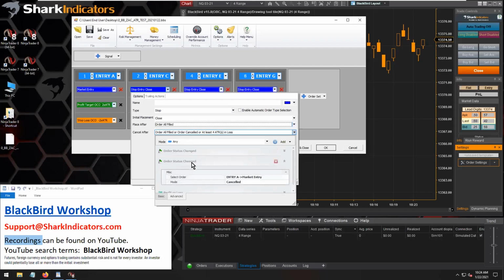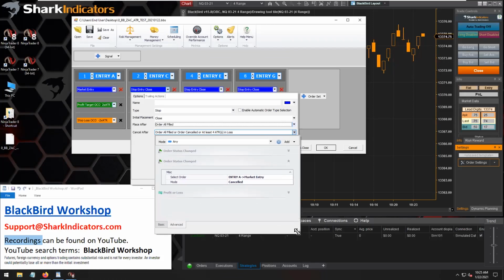Also, if we look at this, we can see that there are two of these order status changed triggers here. We can also see that this actually says market entry. So, just a little mental note here.